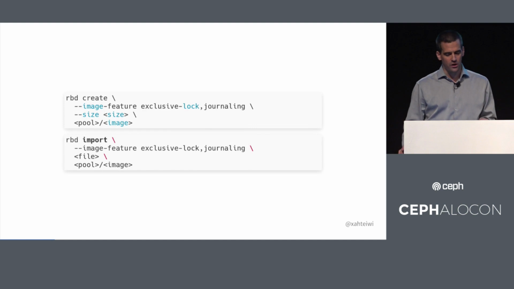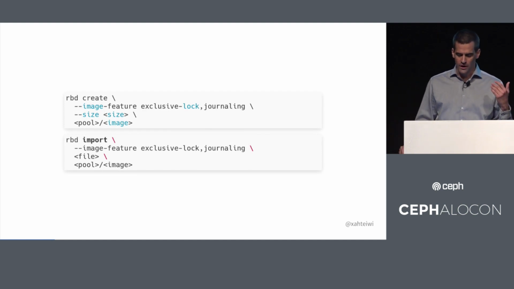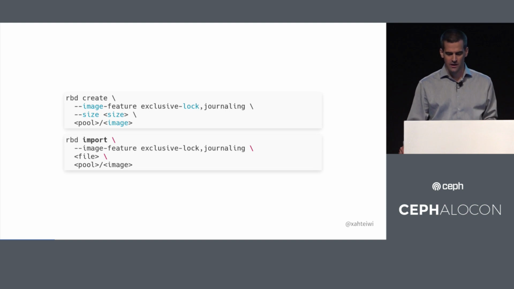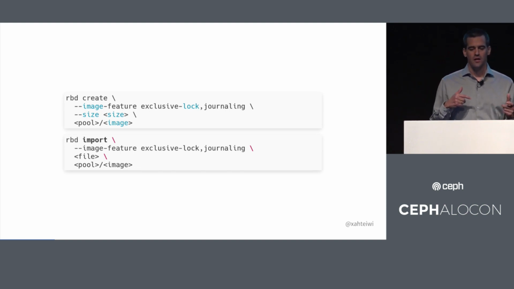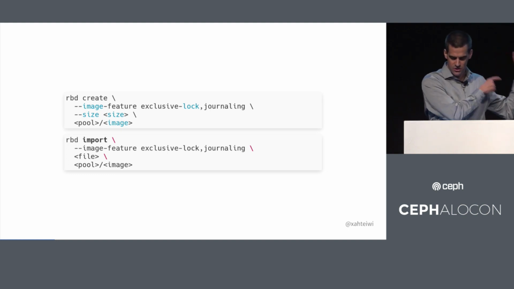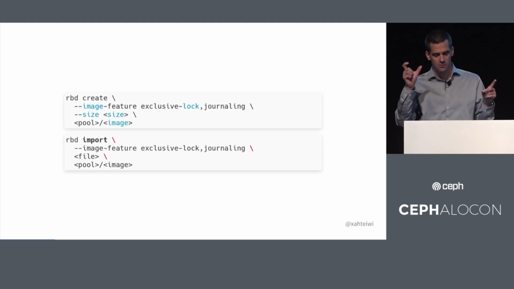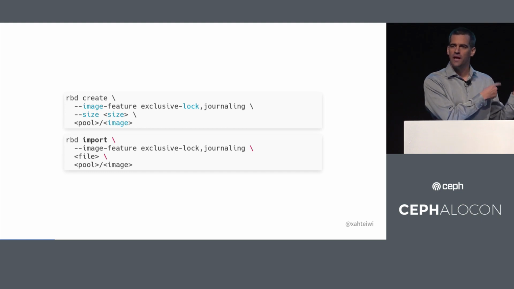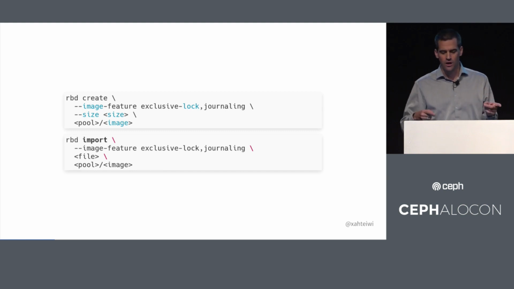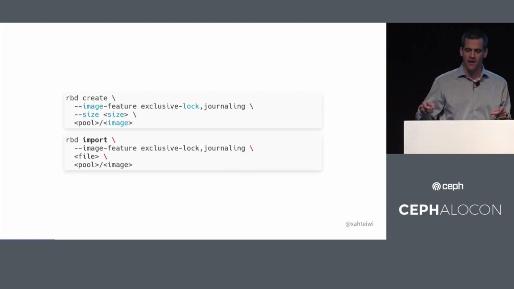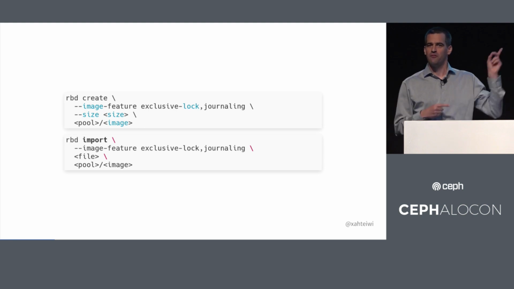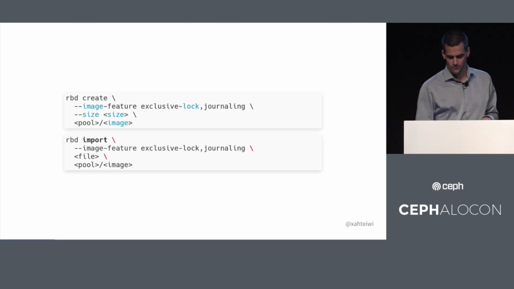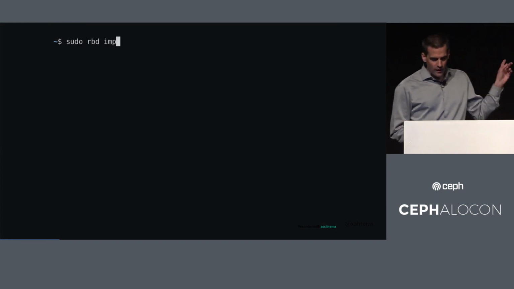You can also do this on image creation or image import with the image-feature flag. You'll need to specify the journaling feature itself and also the exclusive-lock feature that it depends on. It should be noted at this stage that setting image-feature overrides the default feature set. So with the commands shown here, what you'll get for the images is just journaling and exclusive lock. Whereas what you probably really want is image-feature layering, exclusive-lock, object-map, fast-diff, deep-flatten, and journaling. But I've omitted that on the slide here just for brevity. Okay? So that's what this looks like.